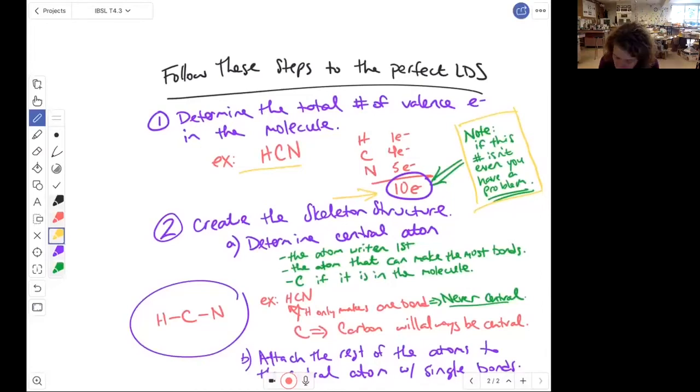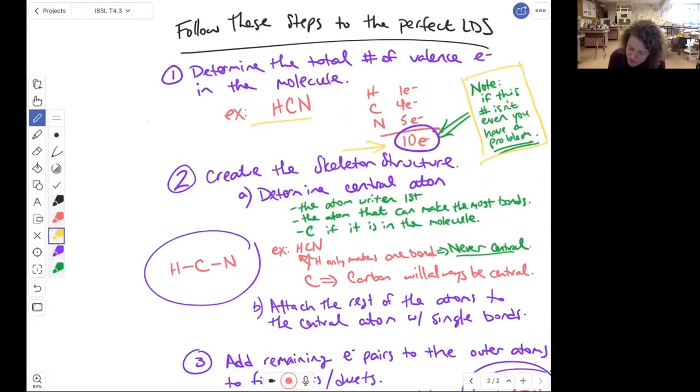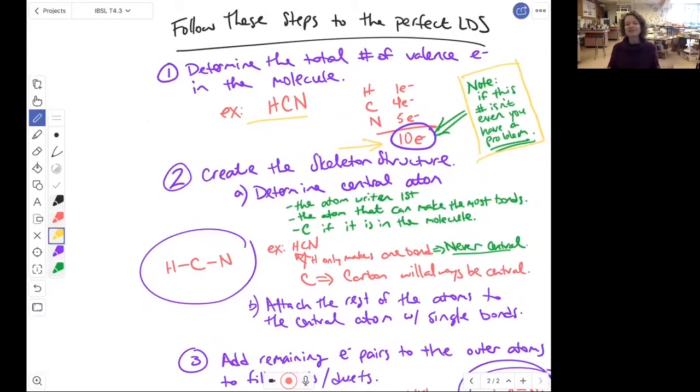All right, step two, create the skeleton structure. So the skeleton structure, you can see it right here, right? It is your basic connectivity, right? What is connected to what? That's it. It's not done yet, right? And everything isn't there, but all of the atoms are there and they are all connected. Okay, that's your starting place.